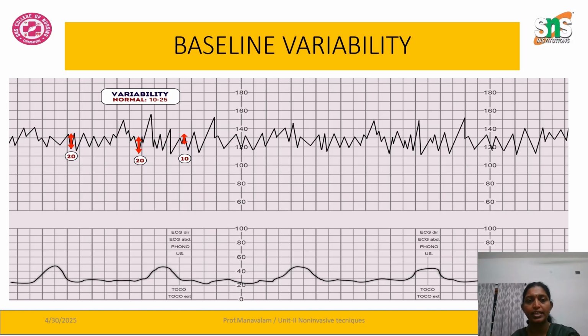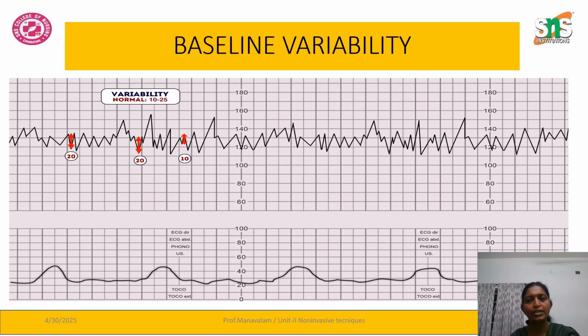Next, move on to the baseline variability. The variation in the baseline fetal heart rate from beat to beat is called baseline variability. It shows that there is an interaction between the nervous system, chemoreceptors, baroreceptors, and adaptive cardio mechanisms. So if everything is intact, and the nervous system is intact, the fetus will definitely experience baseline variability in the fetal heart rate.